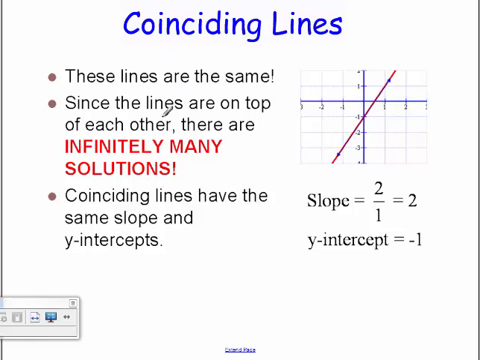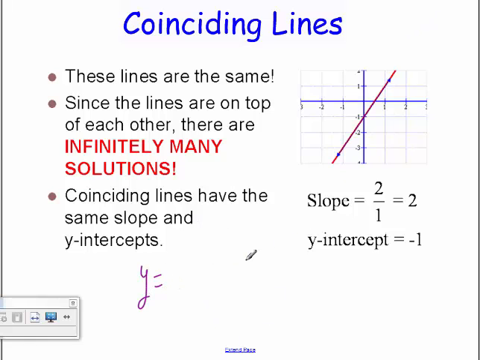The last type of solution for a system of equations is coinciding lines, or the same line. These lines are the same. Since the lines are on top of each other, there are infinitely many solutions. Coinciding lines have the same slope and y-intercepts.